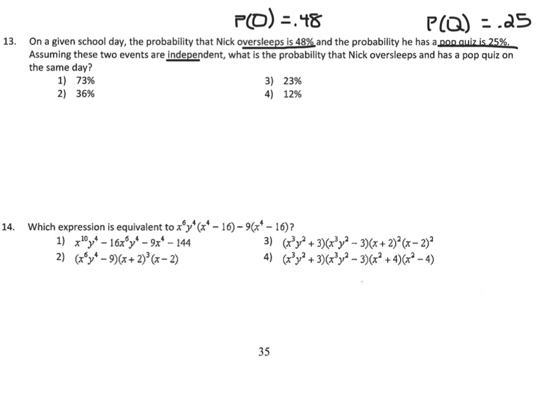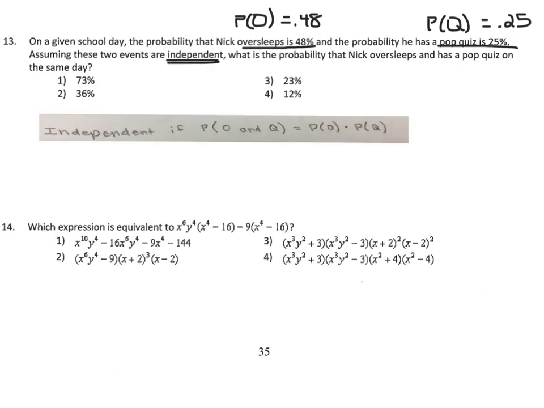Now that's really important, because if you remember our rule for independence, two events are independent if the probability of oversleeping and having a pop quiz is equal to the product of their individual probabilities. So the probability of oversleeping times the probability of having a pop quiz. Since they're independent, all we have to do is multiply the probability of oversleeping and the probability of having a pop quiz. So this would be equal to 0.12, which is 12%, choice 4.